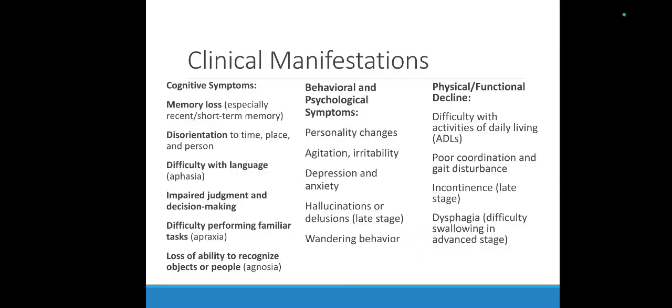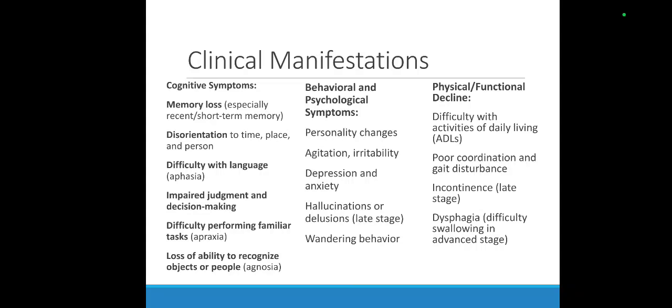So we have here different signs and symptoms or clinical manifestations of your Alzheimer's disease. So memory loss, especially the recent or short-term memory. They can recall long-term memory. However, they cannot recall short-term or recent memory. Disorientation to time, place, and person. Difficulty with language, or in medical term, we have aphasia. And then impaired judgment and decision making. Difficulty performing familiar tasks, or what we call apraxia. And then we have a loss of ability to recognize objects or people, your agnosia.